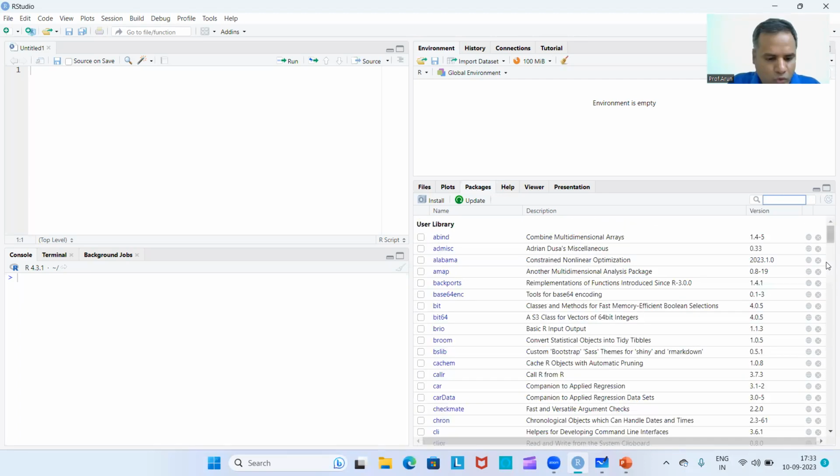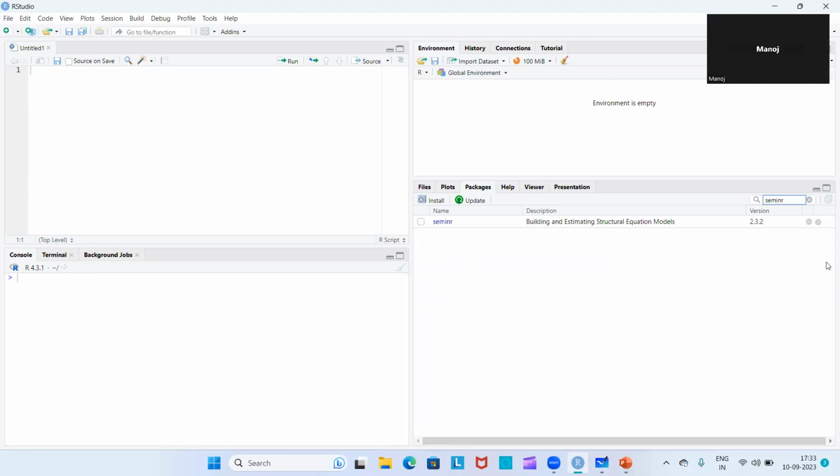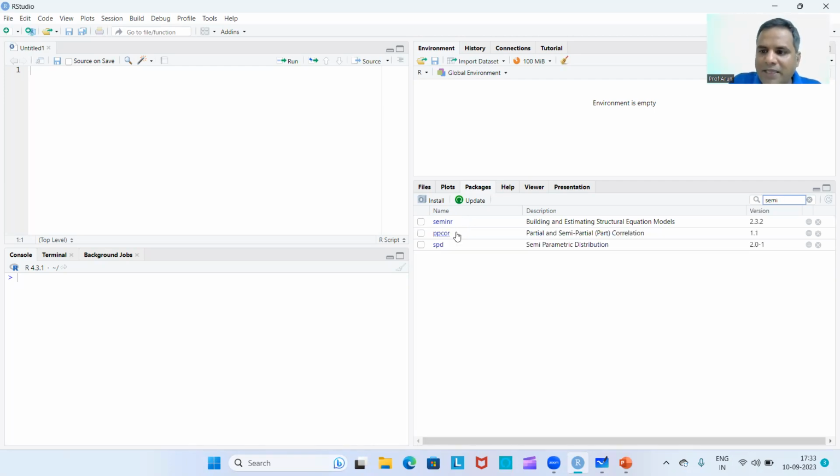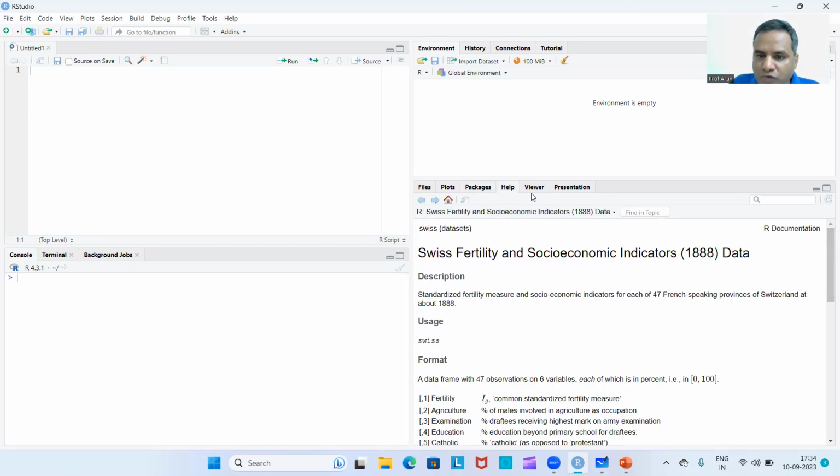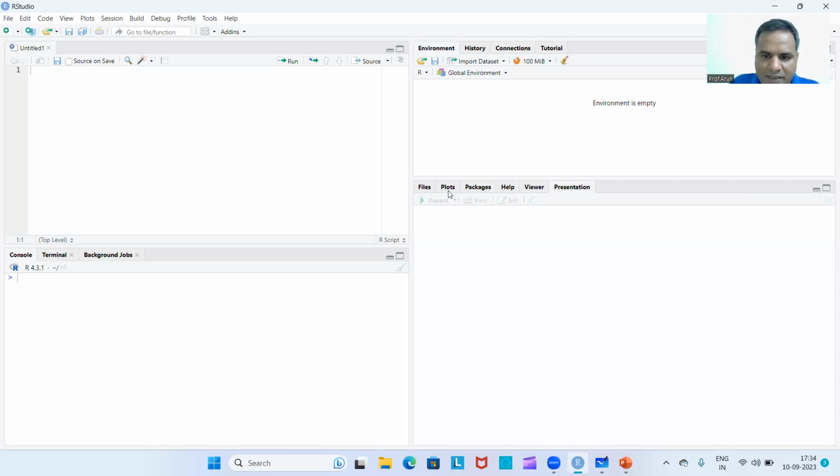Let's say you want to check the sem package in R. Again, this is a package which is used for structural equation modeling. So this package is available. Here you also have the help section, viewer section, presentation section, etc.